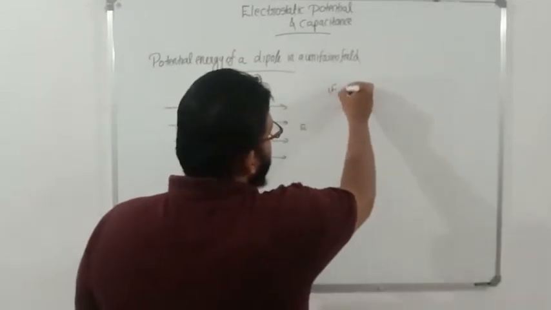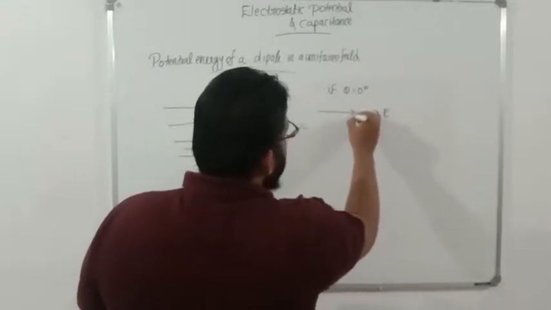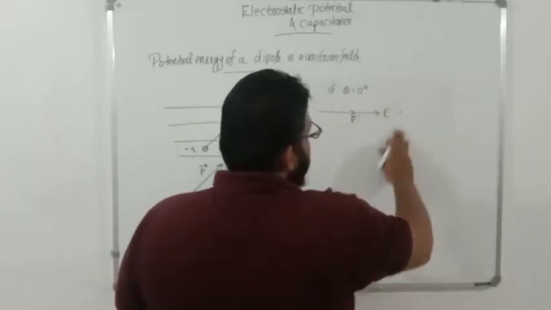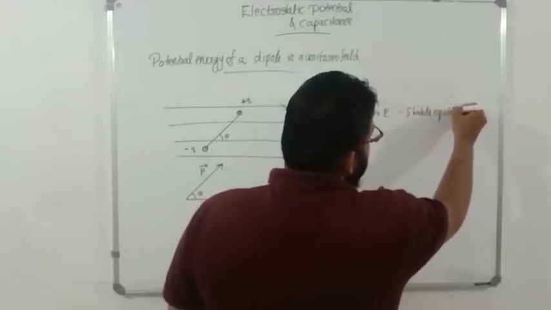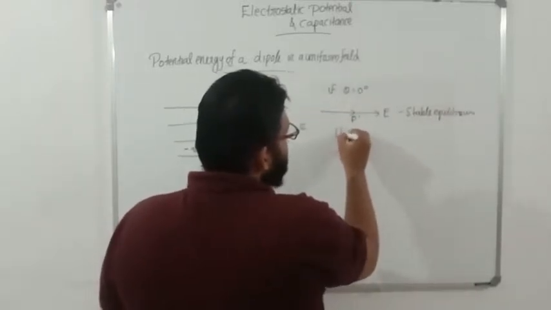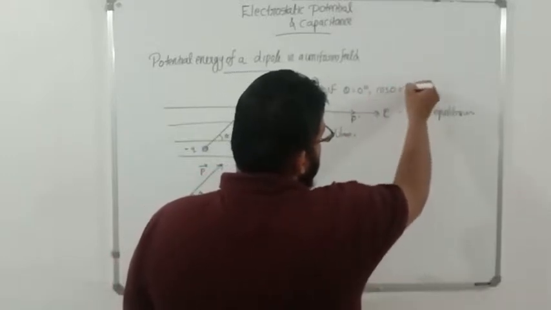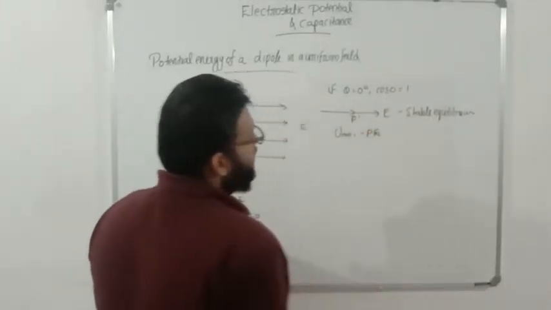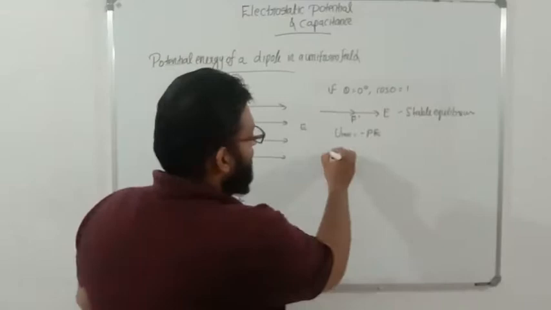Let me give you. If theta is equal to 0, we say that both vectors E and P are parallel. This position is called a stable equilibrium. Please note down, this is stable equilibrium. Here the potential energy is very minimum. We know that cos theta equals cos 0 equals 1, and we substitute that 1 over here. We can have the minimum potential energy, minus PE. So a dipole has minimum potential energy only at the position of stable equilibrium.